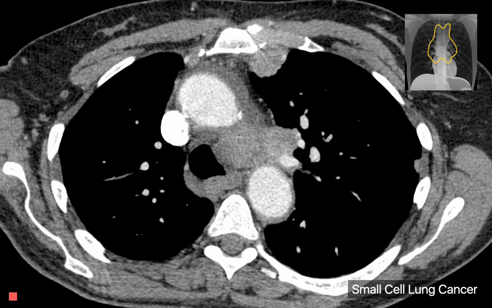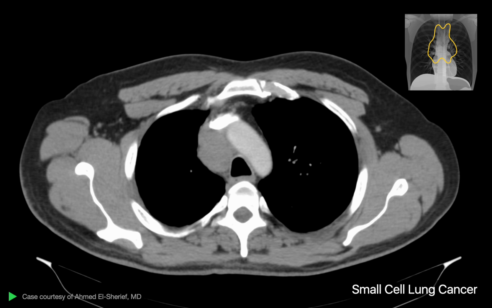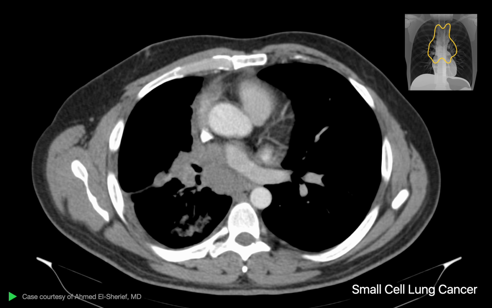Here's an example of a small cell lung cancer presenting as bulky, confluent mediastinal and left hilar masses, in addition to metastatic bulky left internal mammary lymphadenopathy. Here's a case of small cell lung cancer presenting as bulky solid masses in the mediastinum and right hilum.